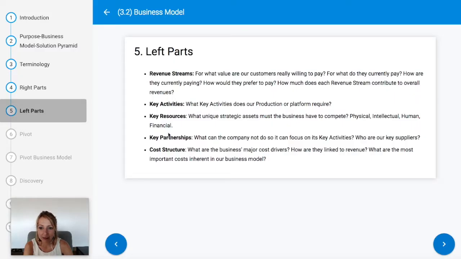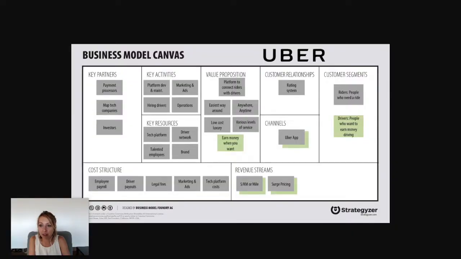Then we have key resources. Key resources means: what unique strategic assets must the business have to compete? Maybe you have physical, intellectual, human, financial. Okay, here with Uber they have more technical assets, a private network, brand, talented employees, different key resources.